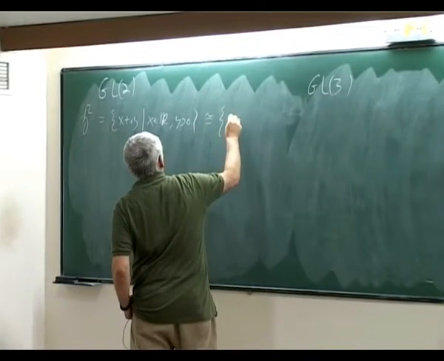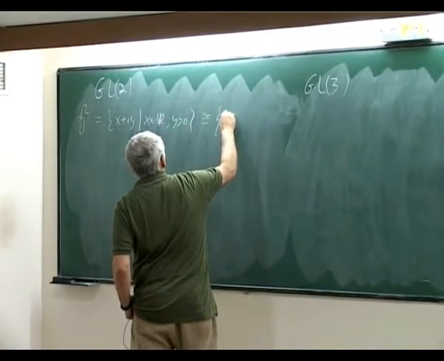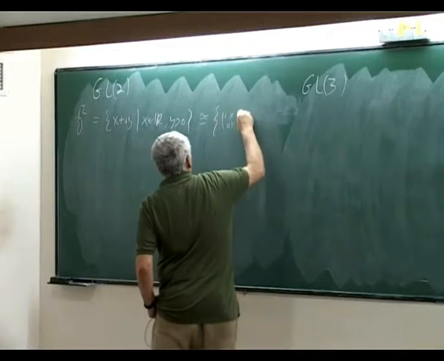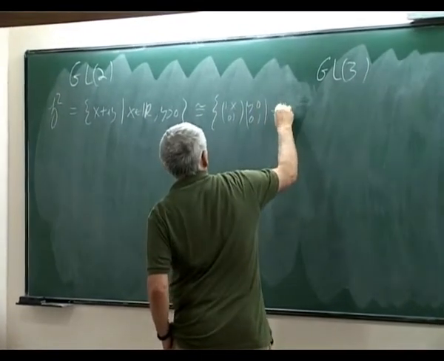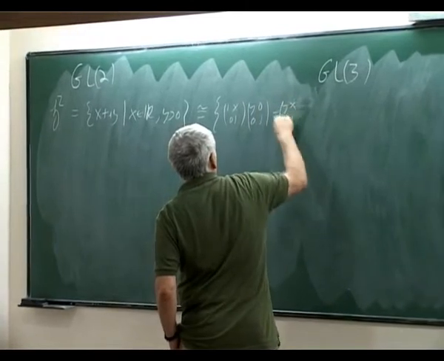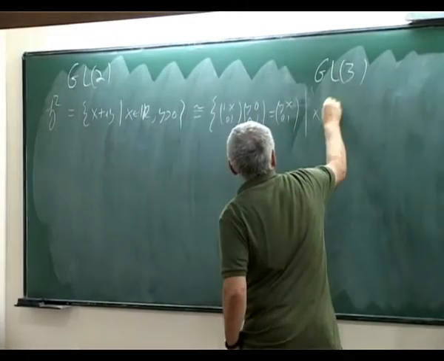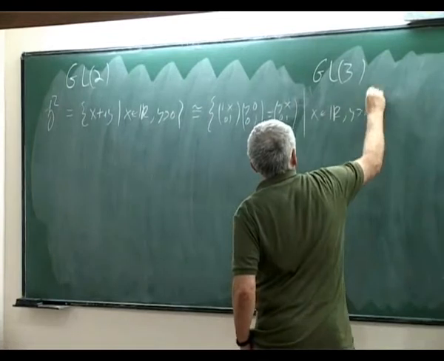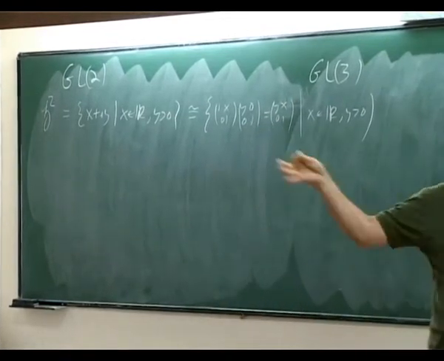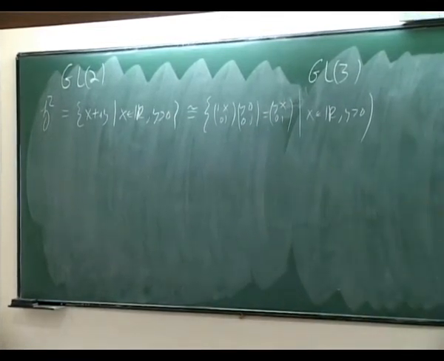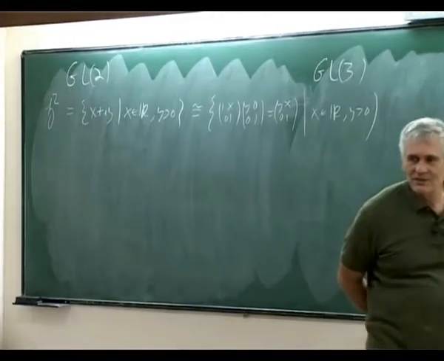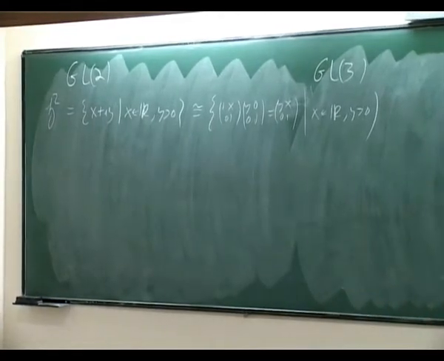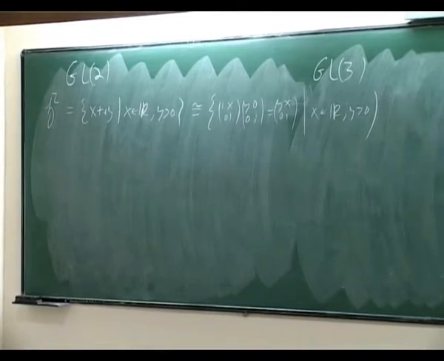It's isomorphic to the set of matrices (1 x; 0 1) times (y 0; 0 1), which is, of course, (y x; 0 1), where x is in R and y is greater than 0. These matrices are the same thing. If you act this on i, you get x plus iy. So that's the way we think of the upper half plane.